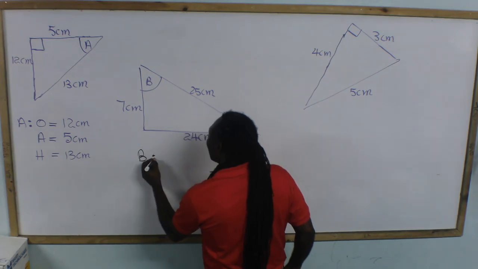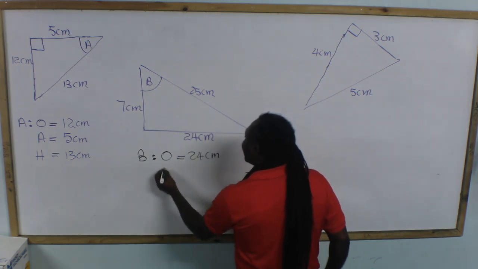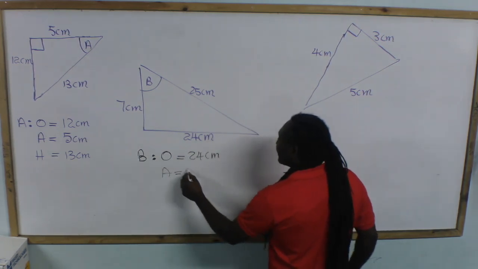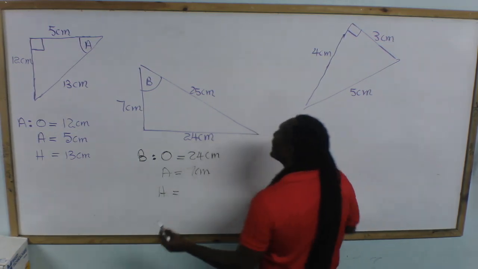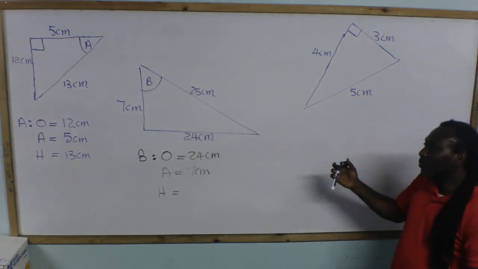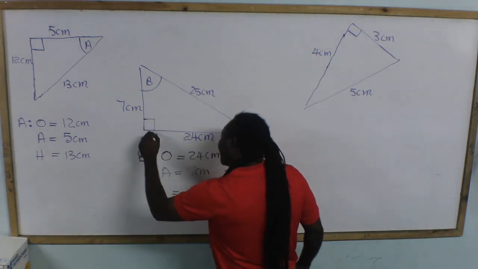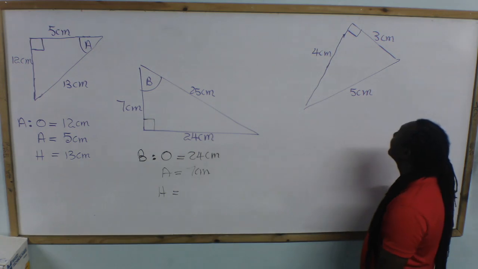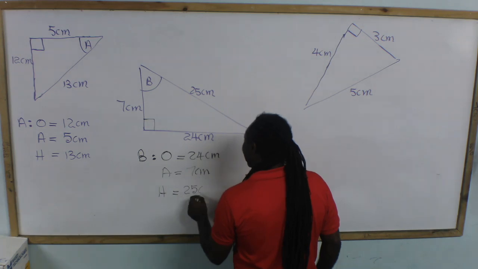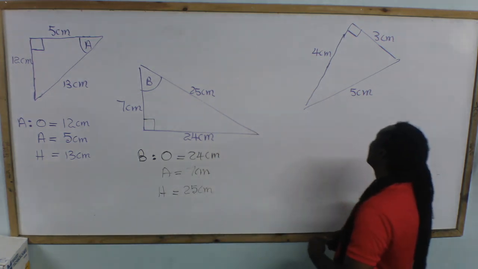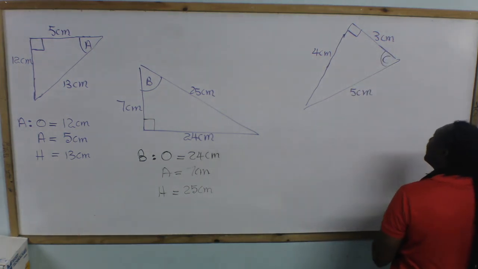What is opposite to, let's put it, we are looking at B. What's opposite to B? What's adjacent to it? And the hypotenuse is what? Irrespective of which angle you're talking in reference to. 25 centimeters. And the angle we're talking about is this one, C?